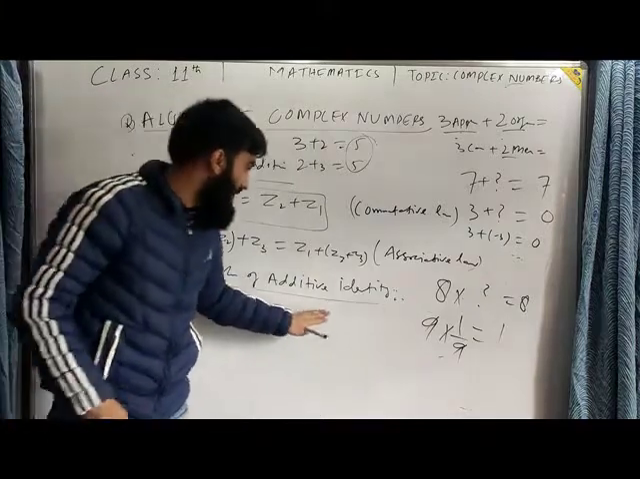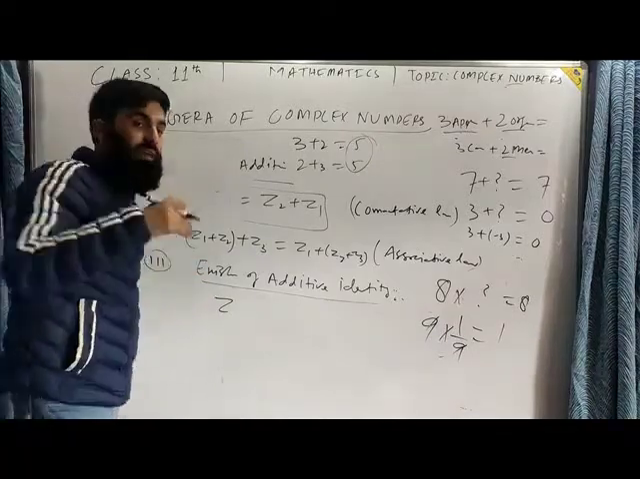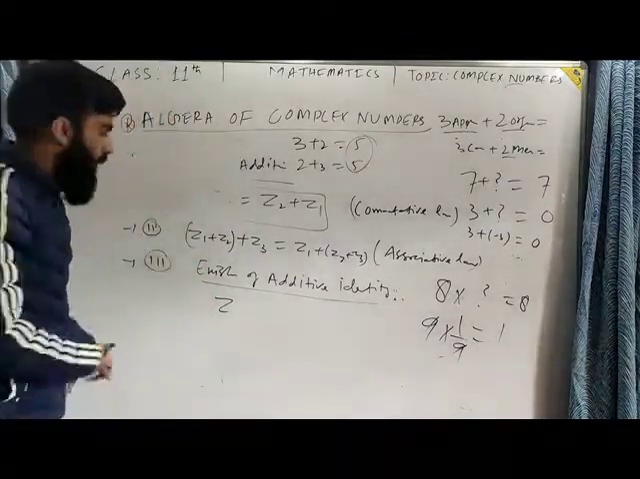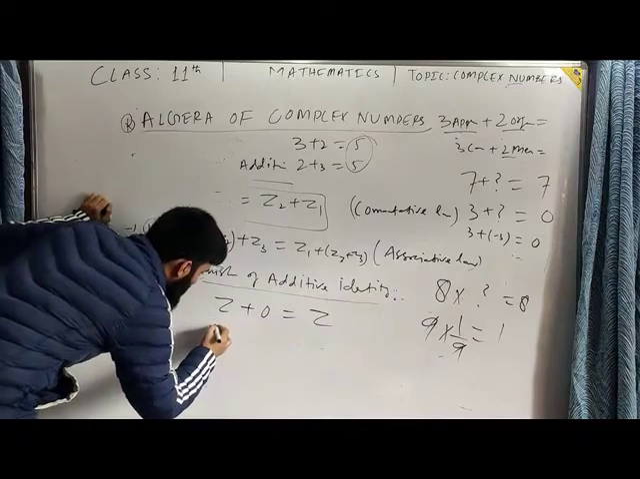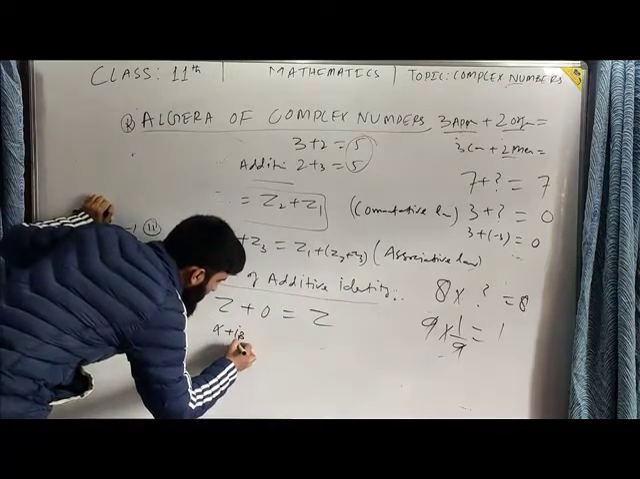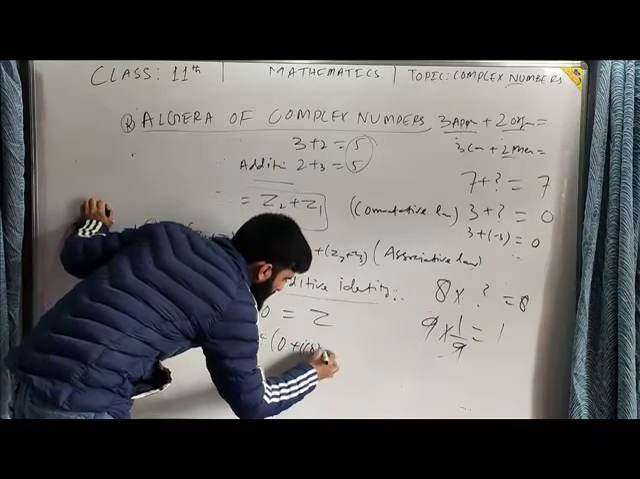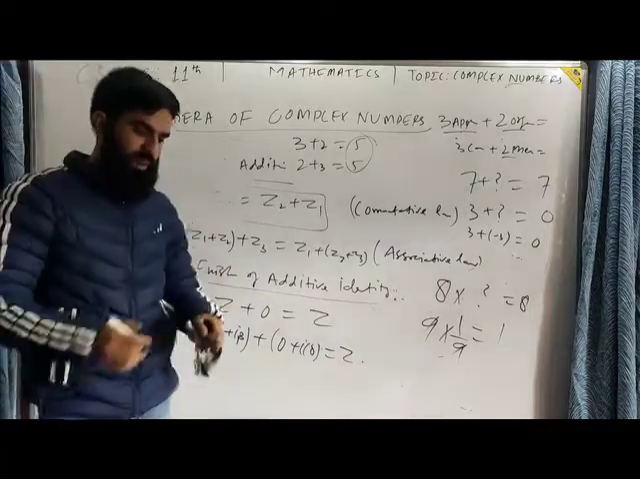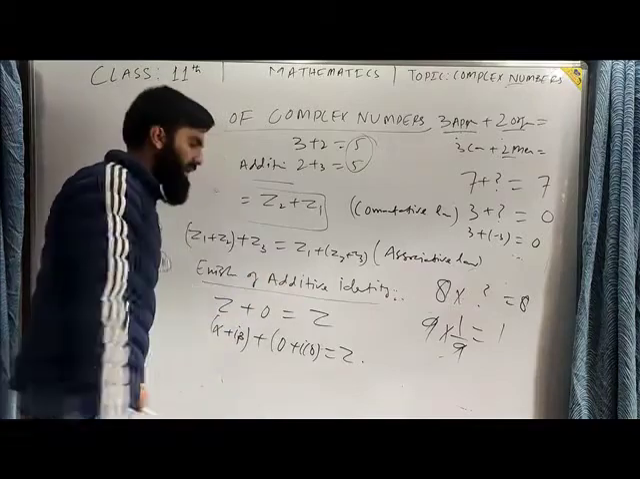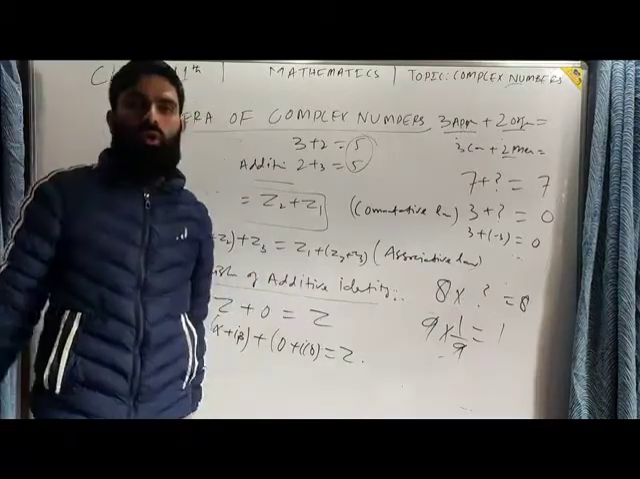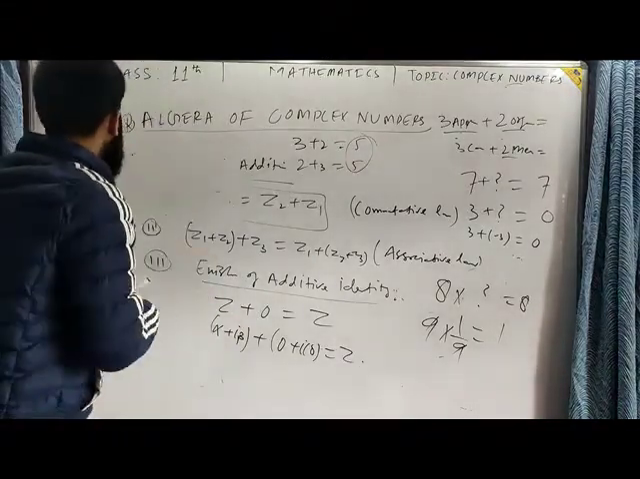So here, existence of additive identity. If z is a complex number, what should we add to it in order to get the result as z back? Obviously that is the zero complex number. So you will get the value as z. If a complex number is alpha plus iota times beta, then the zero complex number is zero plus iota times zero. So you will get z. So the zero complex number is the additive element. The additive identity of z is zero. So this zero is called the additive identity element.